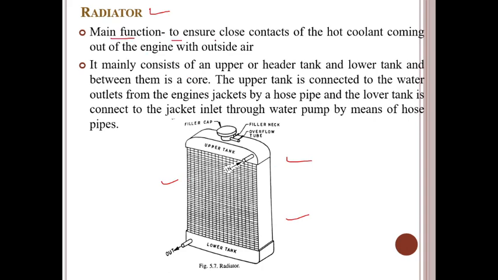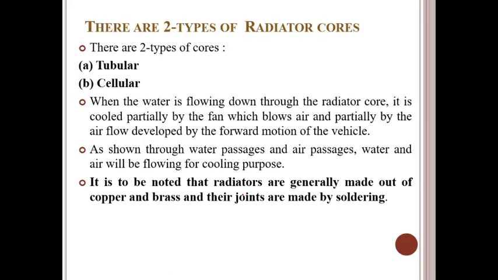The main function is to ensure close contact of the hot coolant coming out of the engine with the outside air. It mainly consists of an upper or header tank, and a lower tank at the bottom. The upper tank is connected to the water outlets from the engine jackets by a hose pipe, and the lower tank is connected to the water jacket inlet of the water pump by means of hose pipes.